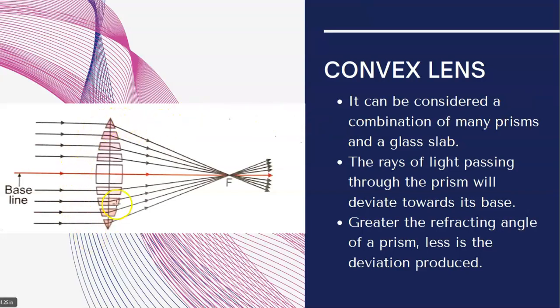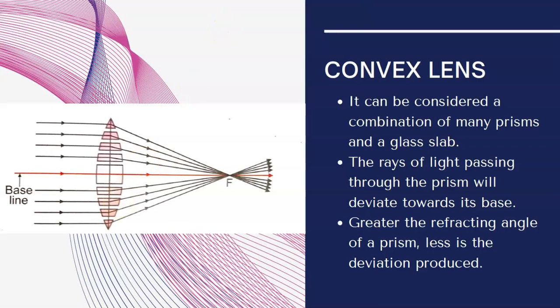Every convex lens can be considered to be a combination of many prisms and a glass slab. If you look carefully in the diagram, this convex lens is a broken lens with a rectangular glass slab exactly in the center. Just above this glass slab, there are broken pieces of a prism, and the topmost piece is a prism, as you can see. Similarly, just below this rectangular glass slab, there are inverted prism pieces, with the last piece being an inverted prism.